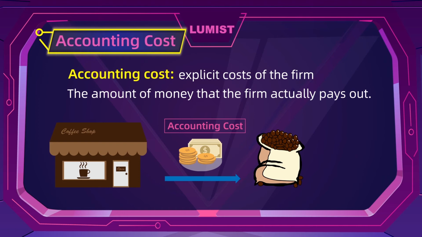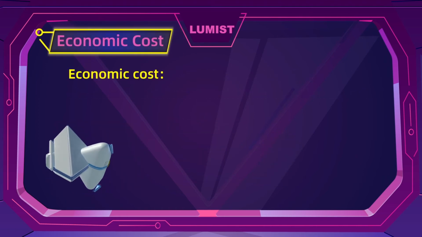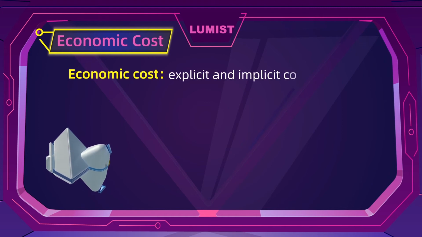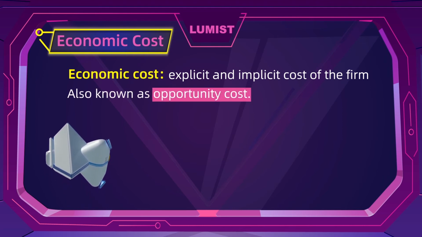However, in economics, we're concerned with the economic costs, which are the explicit and implicit costs for the firm added together. These together refer to the opportunity costs for the factors of production.